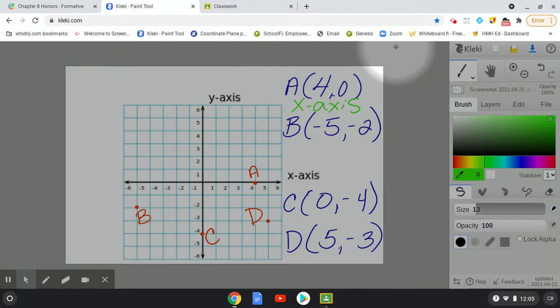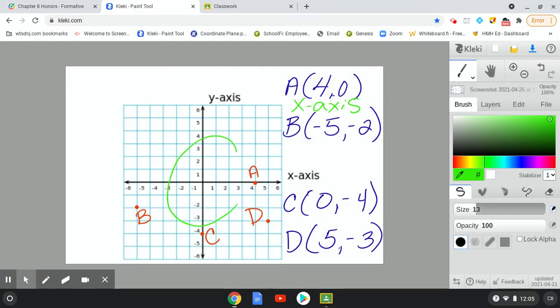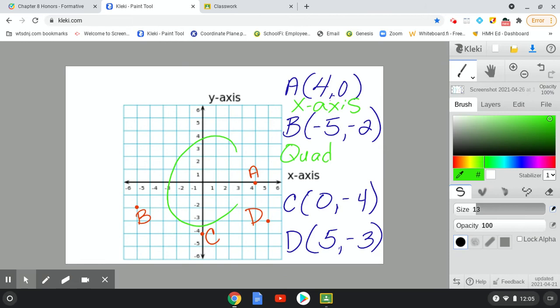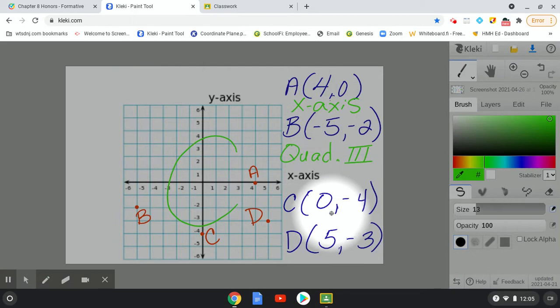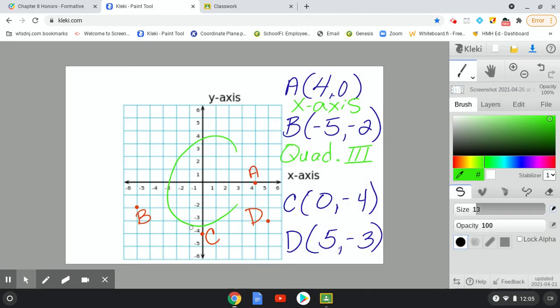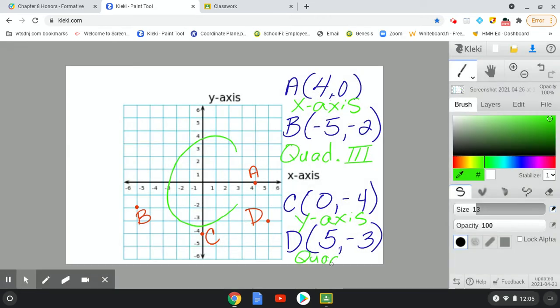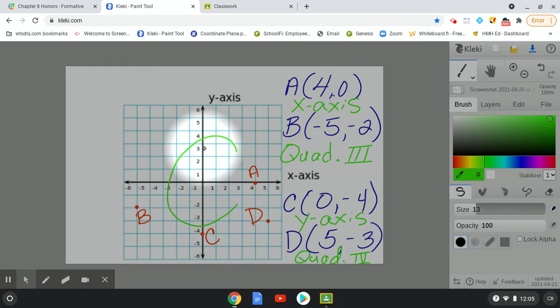So remember, if we had our quadrants labeled, right? Quadrant 1, quadrant 2, B lands in quadrant 3. I'm just going to abbreviate for space, quadrant 3, using Roman numerals. Point C. So let's see, C landed exactly on the y-axis. So my location is the y-axis. And D landed in quadrant 4.